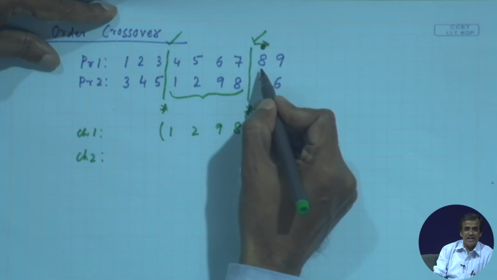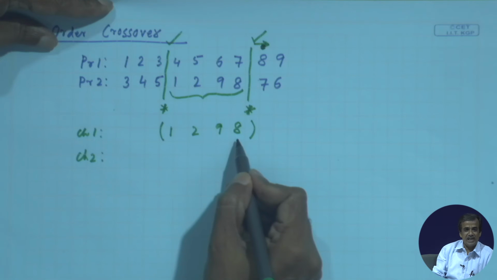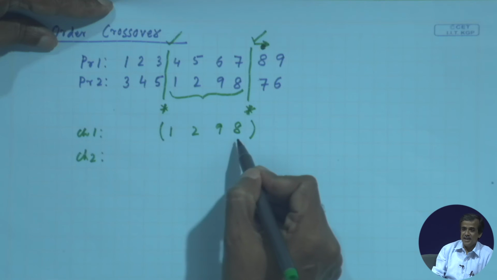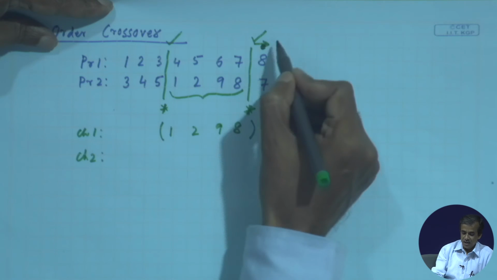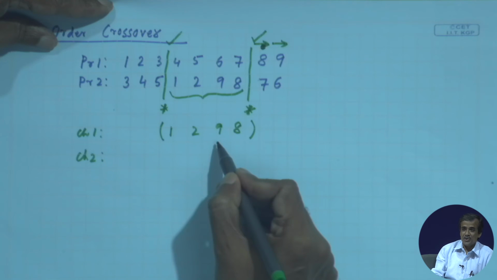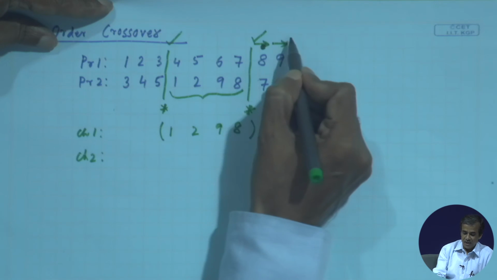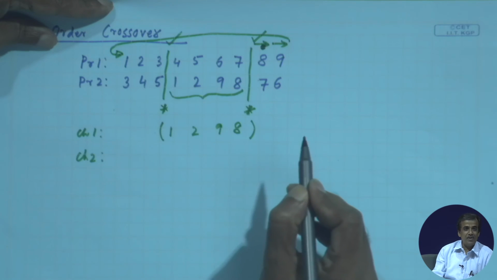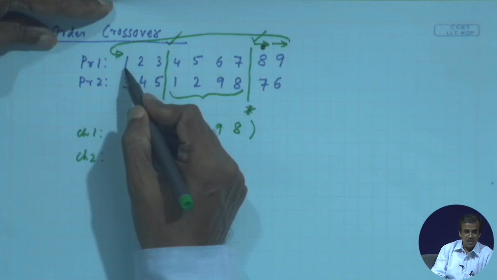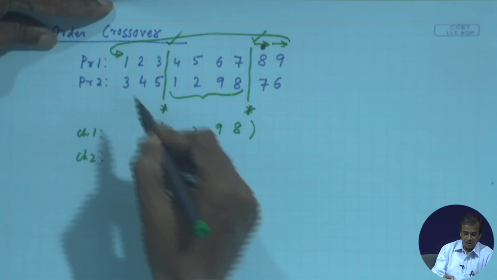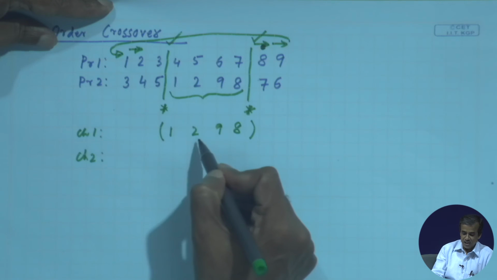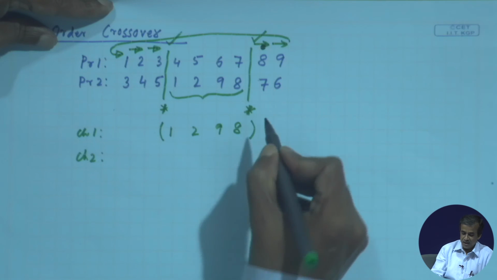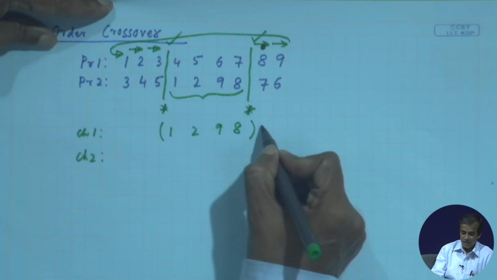So, this is city 8, 8 has been already selected. You can see within the bracket I put 1, 2, 9, 8. So, 8 is there. So, I cannot take it again. Next is city 9, 9 is also there. So, I cannot take it again. Next what you do, you come back to the starting city of parent 1, city 1, 1 is also there. Then comes your 2, 2 is also there, we cannot take. Then comes your 3, 3 is not there. So, this particular vacant position you put 3 here.